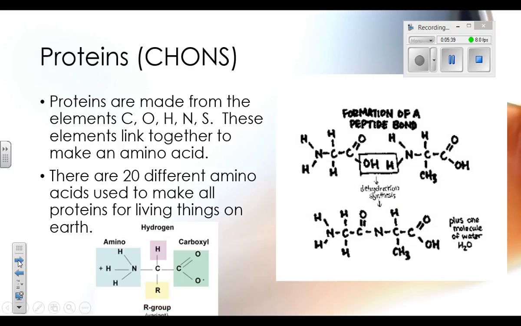So, proteins. You'll see at the top the abbreviation or the little mnemonic there. Instead of CHO, like it was for carbohydrate, or CHOP, like it was for a lipid, this one is CHONS. So the C is still carbon, the H is still hydrogen, the O is still oxygen. The N is quite important. The N is nitrogen, and it is really quite key.